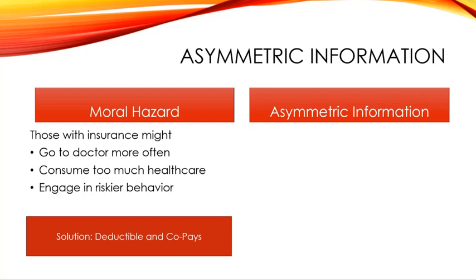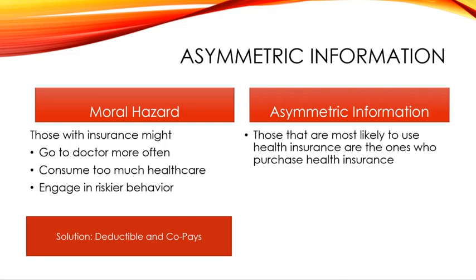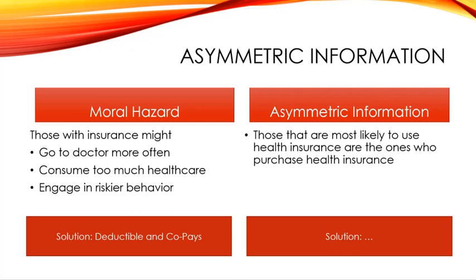The other issue is asymmetric information. That is, those that are most likely to use health insurance are those that purchase health insurance. Many young, early to mid 20s individuals are very healthy and have a very low probability of actually getting sick. As a result, many of them might choose to not purchase insurance, and anytime they go to the doctor, they'll just pay in cash. This becomes problematic because then it's those that are most unhealthy who purchase health insurance, and that raises the cost of health insurance. And so the solution, we'll get to that in just a minute.